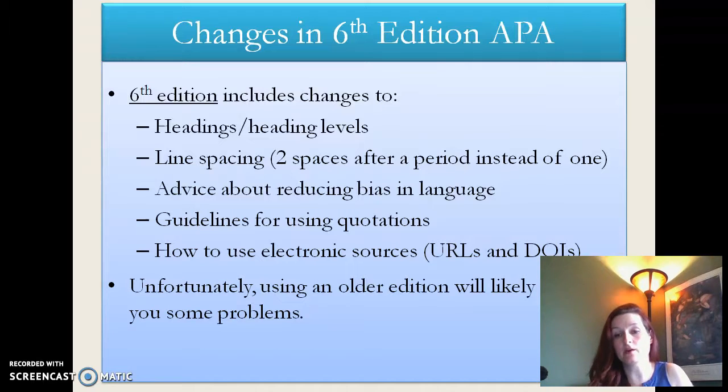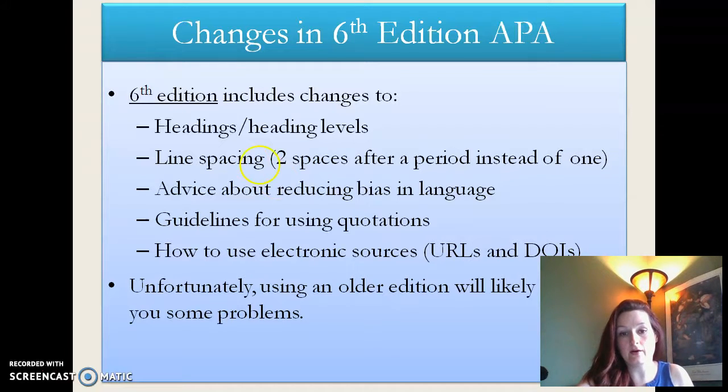And so if you are using an older edition of APA, if you have the 5th edition handbook or the 4th edition, that may cause you some problems. So I would highly recommend, I'm not saying you have to buy the new handbook because it's expensive, I realize, but know that there are some changes.